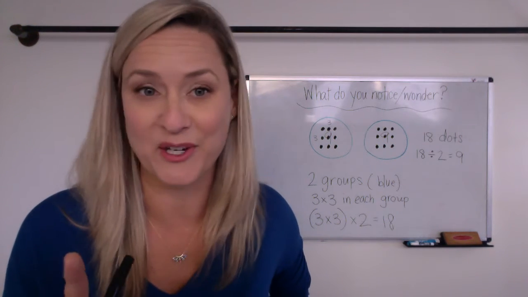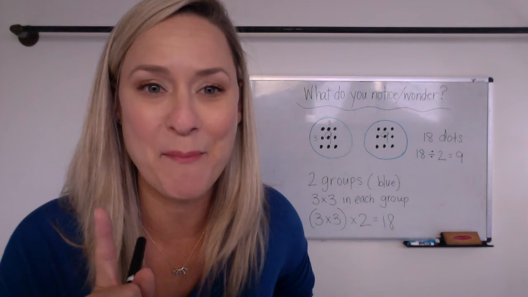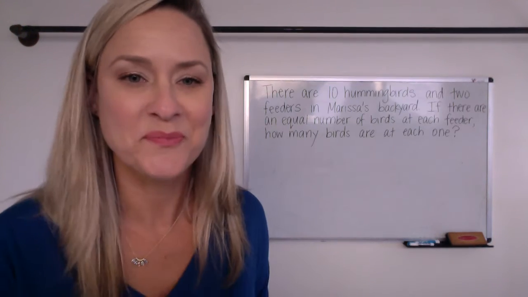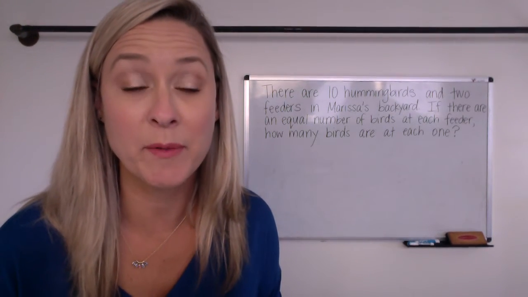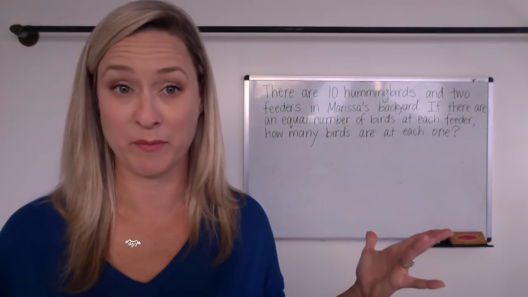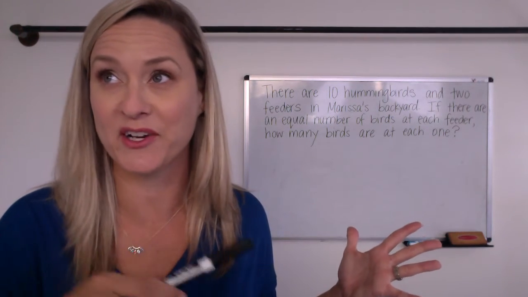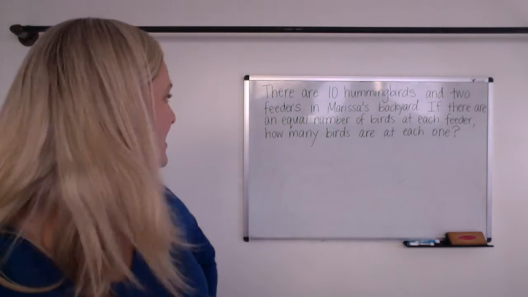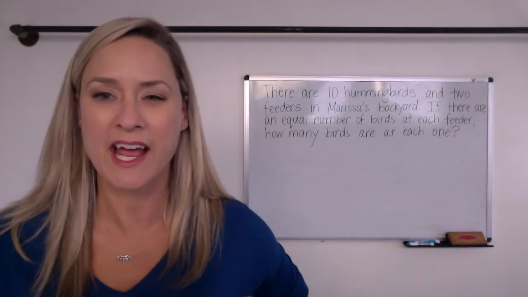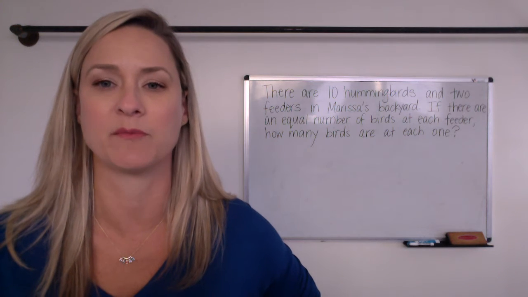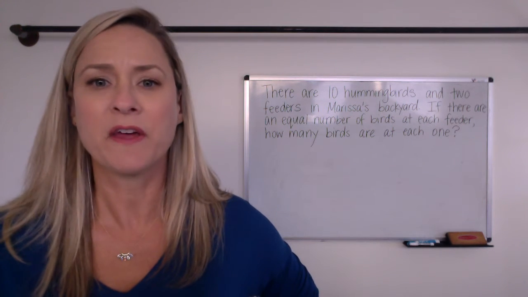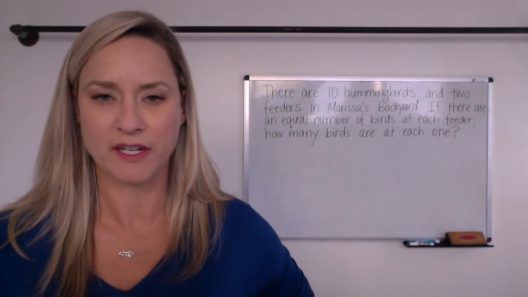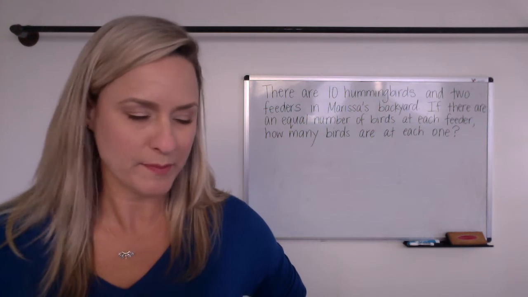I'm going to write down our story problem for today. So I'm going to hit pause and I'll be right back. Here we go. We've got hummingbirds in this problem, which it's hummingbird season at my house. In my backyard, I have lots and lots of hummingbirds, which is always fun to watch. So here we go. There are 10 hummingbirds and 2 feeders in Marissa's backyard. If there are an equal number of birds at each feeder, how many birds are at each one?